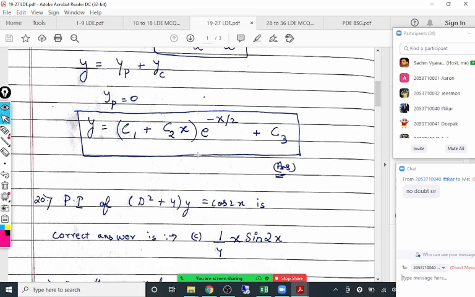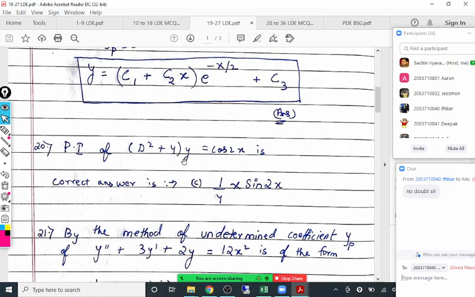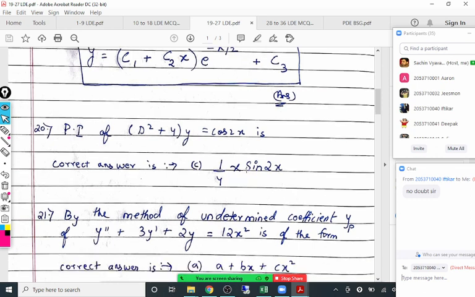Okay, that's correct. The equation is (D square plus 4) y equals cos 2x. Then what is the particular integral, yp? Here the answer is written directly, that is 1 by 4 x sin 2x. Yes, this is the correct answer, because you will clearly observe the method. What is the method for trigonometry?